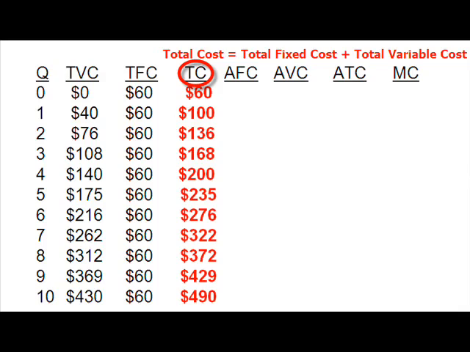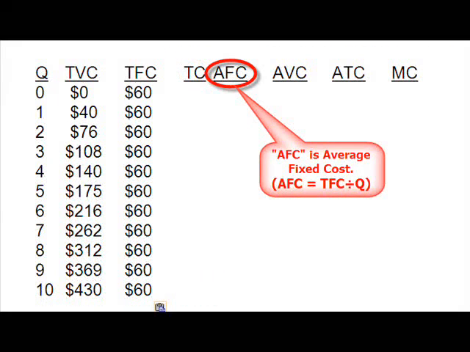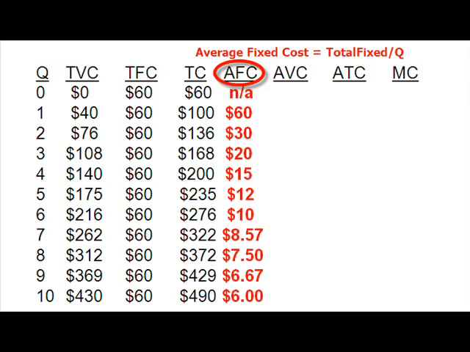What about AFC? This is average fixed cost, or the fixed cost per unit of output produced. The fixed cost per unit is going to tell me for each unit that I'm producing how much of that is coming from those unchangeable overhead costs. To calculate, just take the total fixed cost and divide it by the number of units being produced.